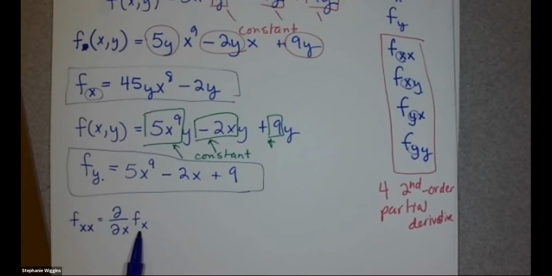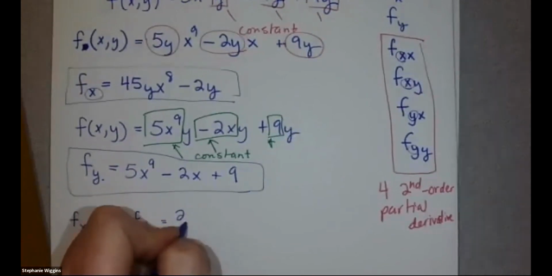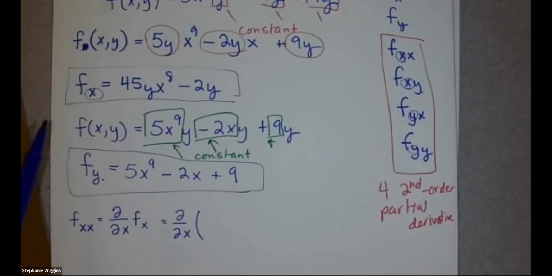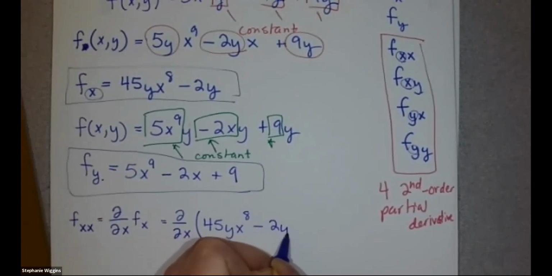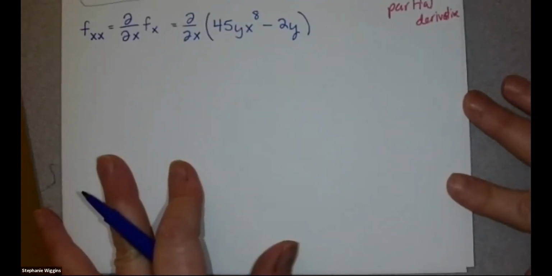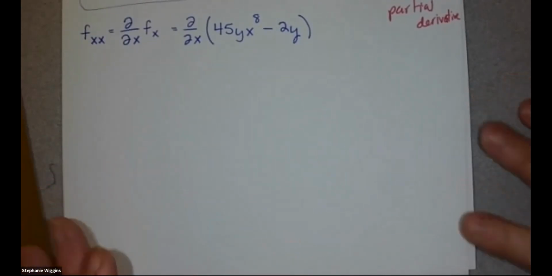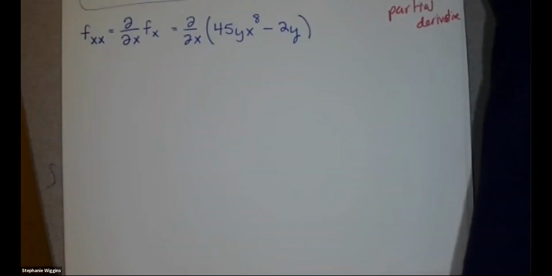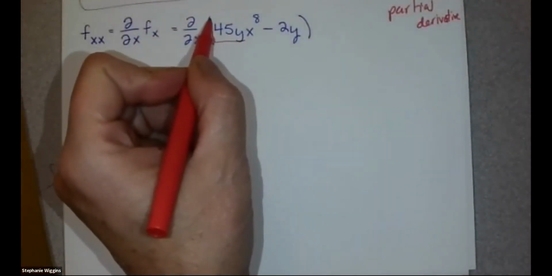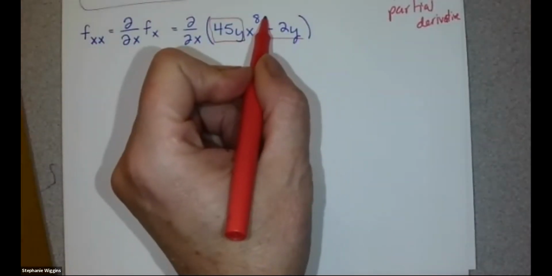So this becomes the derivative with respect to x of my new function here, which is the 45yx to the 8 minus 2y. So now I'm differentiating this with respect to x. So since it's with respect to x, the y is constant. So this is going to be a constant, and this is going to be a constant.